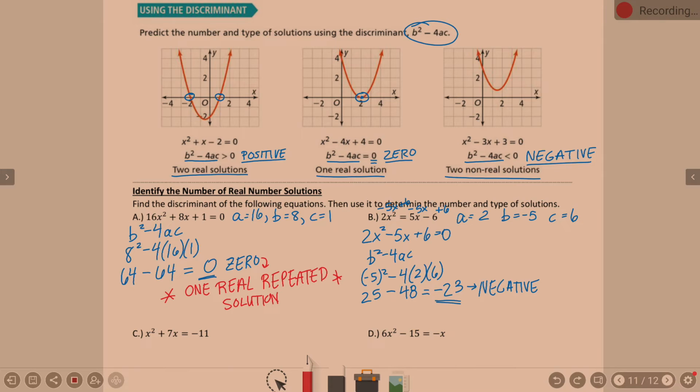2 non-real solutions. Okay. Because if I go take the square root of negative 23, I'm going to get an i, right? I'm going to get imaginaries. So we're going to have 2 imaginary solutions or non-real solutions. So I'm going to say 2 non-real solutions.